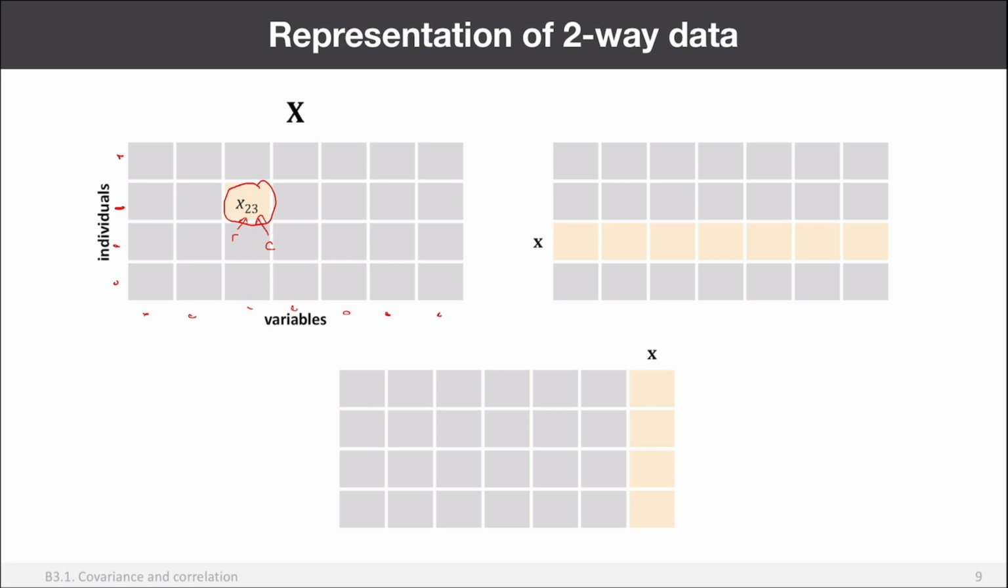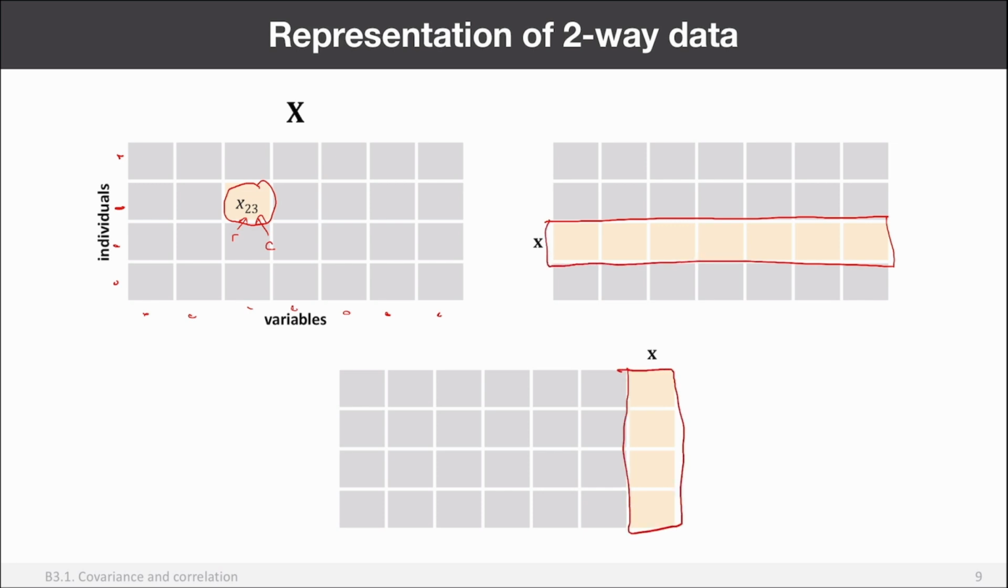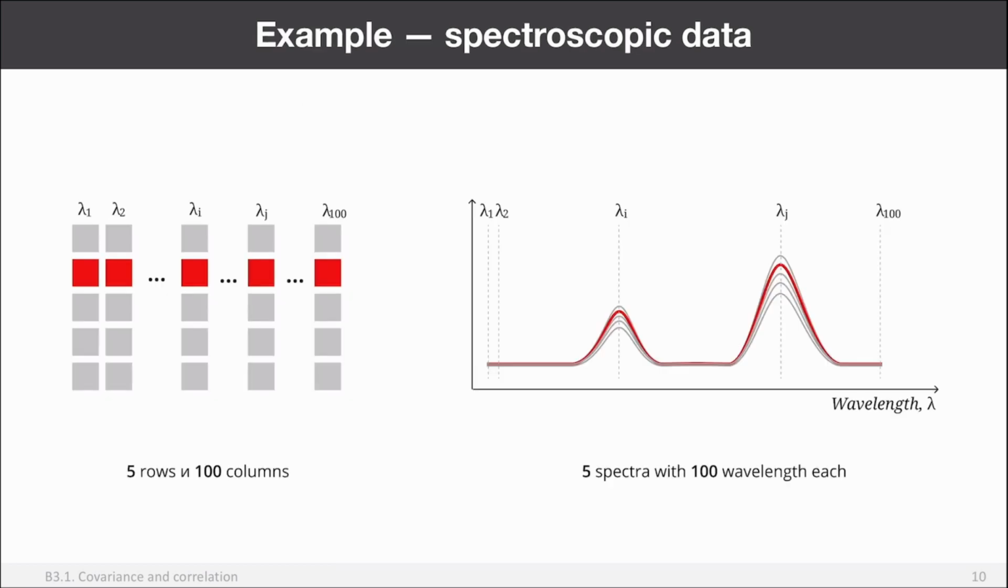Okay. You can also take the whole row of the matrix or the whole column of the matrix, and that will be just a vector, row vector or column vector. Okay. Let me show you a couple of examples. Well, first of all, in chemistry, we have a lot of two-way datasets as spectroscopic datasets. Let's recall what spectra are. So a spectrum, for example, if we talk about infrared spectrum, let's narrow this down a little bit.